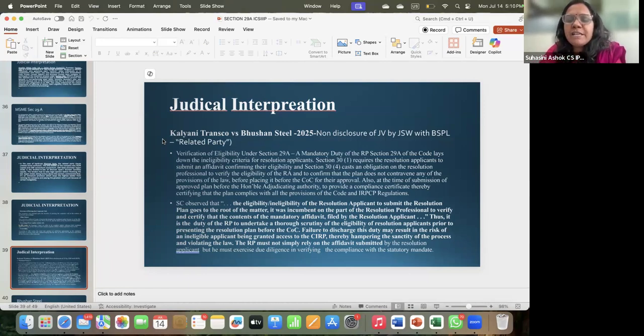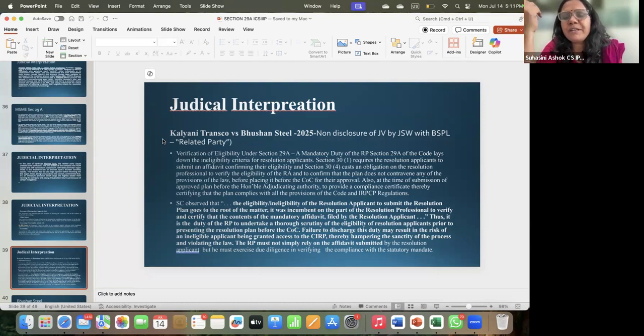So here they have clearly laid down in Bhushan Steel that at the time of submission of approved plans before the adjudicating authority, before placing it before the COC, they have to provide a compliance certificate. In this case, with due respect to the Supreme Court, it is coming out that the RP has not provided a compliance certificate for section 29A. But we need to go back and see whether the compliance certificate requirement was there at the time, 6 years back.